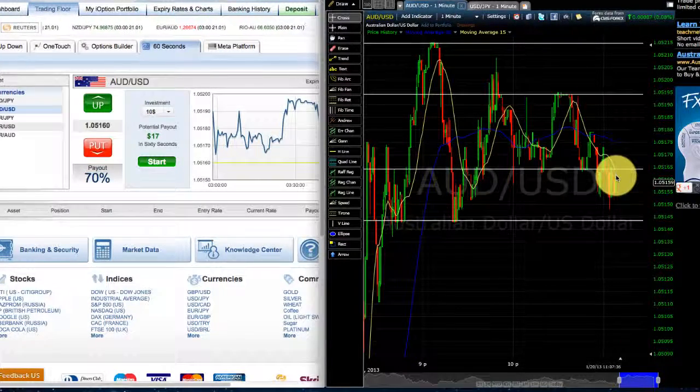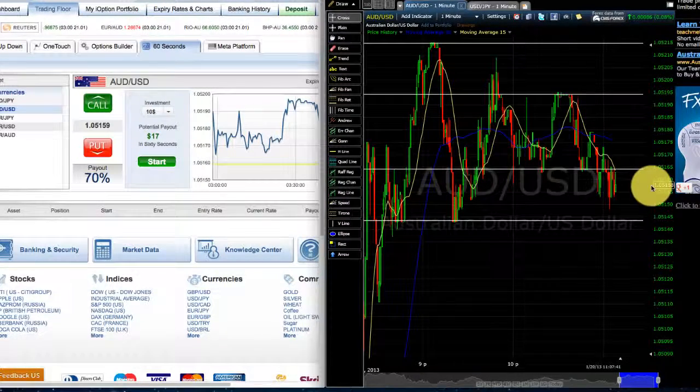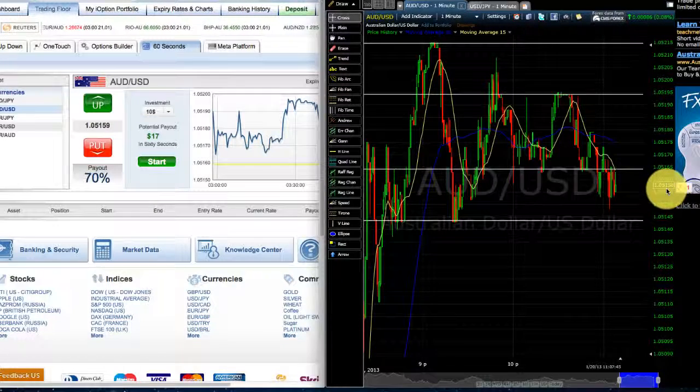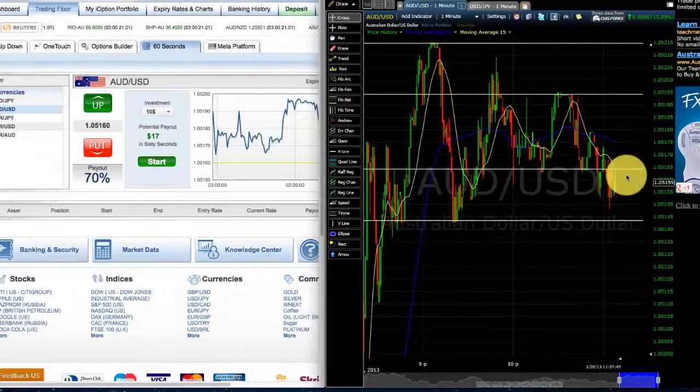Still here on the Australian USD, we see it's still pretty much staying around the same price. So it's going sideways, which we don't want to trade.